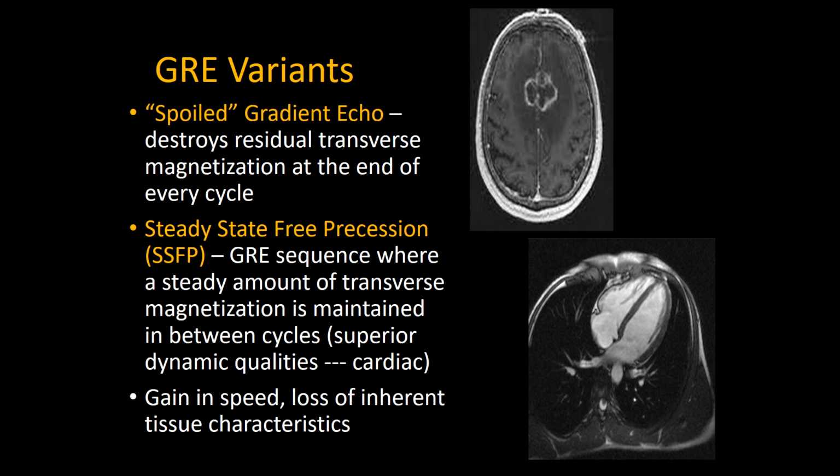There's also something called the steady state free precession sequence. That's a GRE sequence where a steady amount of transverse magnetization is maintained in between cycles. It has superior dynamic qualities, so it helps out with cardiac imaging.